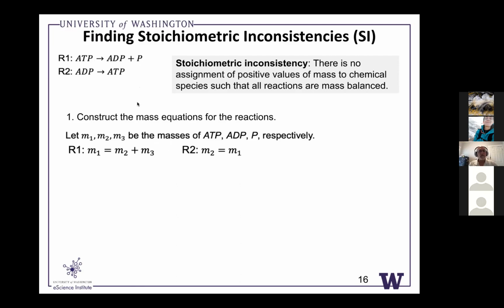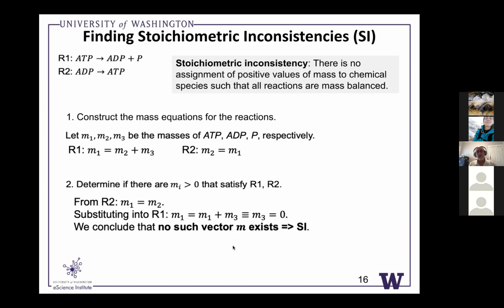So what does this mean if I have these 3 masses? It means that the mass of ATP has to equal the mass of ADP plus the mass of phosphate, and all these masses have to be positive. And reaction 2 says that the mass of ADP has to equal the mass of ATP. So that means M2 equals M1. And then obviously M3 would have to be 0, but that's a contradiction. So that's the way you determine if there are any masses greater than 0 that satisfy that. And the conclusion is there is no such mass vector, because M3 would have to be 0.